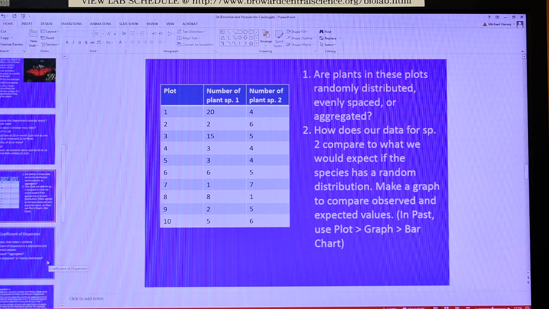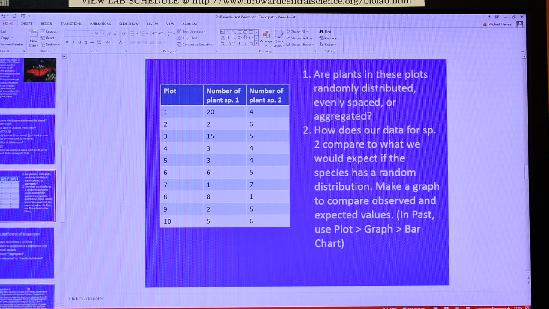Now what about showing this graphically? How would we do that? As you can see, these are kind of randomly distributed, or evenly spaced, and these are really clumped. How does this compare to what would happen if these plants had random distributions?